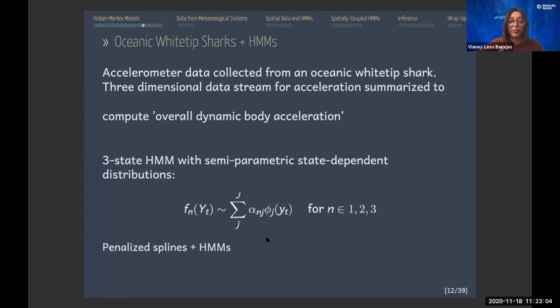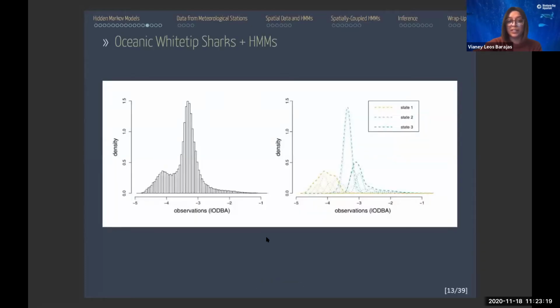It doesn't just have to be from the parametric family or exponential family. And we use penalized splines. Right? So we now have mixtures of B-splines. And we added a penalty term and did inference for HMMs using this framework applied to oceanic whitetip shark data. And if you notice, here's the histogram, actually the log of the ODBA.